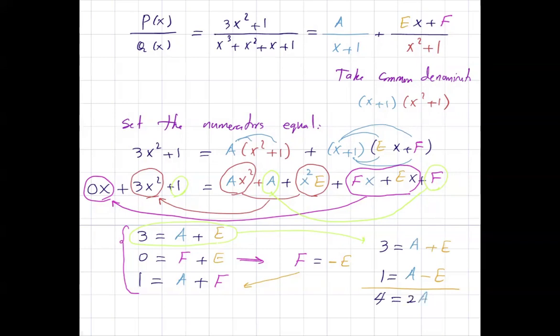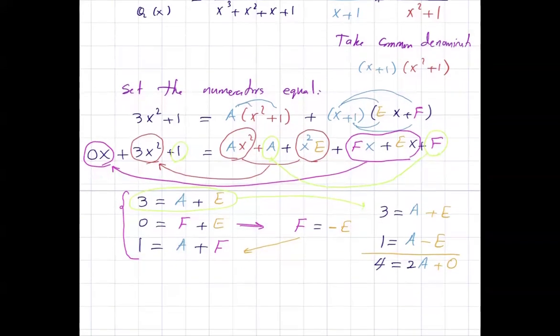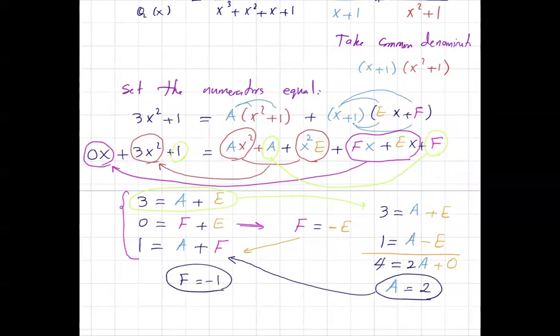or 2a is equal to 4, or a becomes 2. Very good. So my a is equal to 2. I found my a value. Since I have a, I can easily find f and also e. If you plug this in here, a is 2, so f becomes -1. If you plug this back here, 2 plus e is equal to 3, so e is equal to 1.